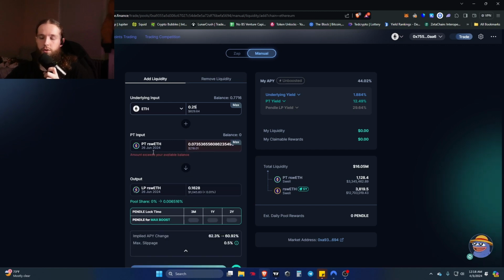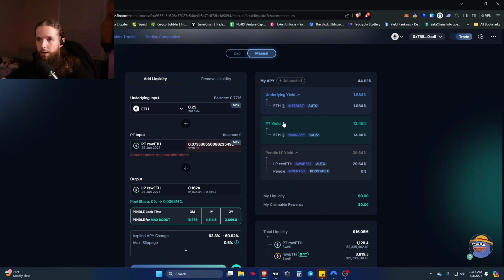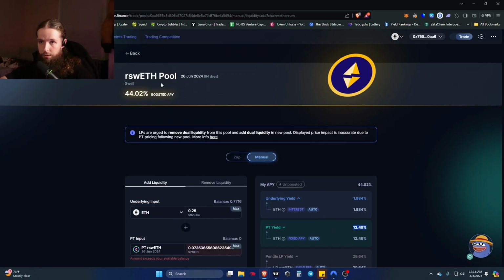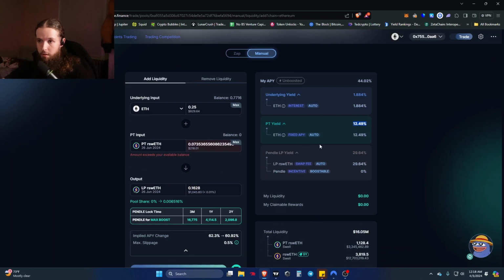I would also need 0.073 PT RSW ETH, and then I would get out the LP token for this pool, and I would be getting 0.16 of the LP token. Now, if you go into the liquidity pool with this, you're earning the underlying yield on the ETH itself, which is 1.884% APY, the PT yield, which is the yield that is marked out on the PT token itself.